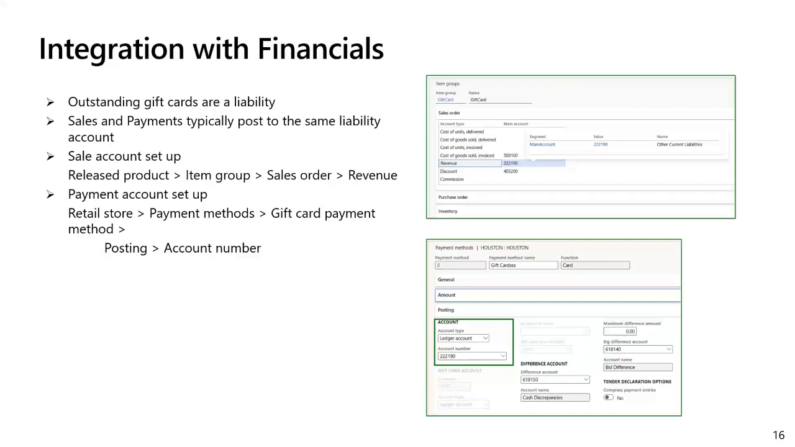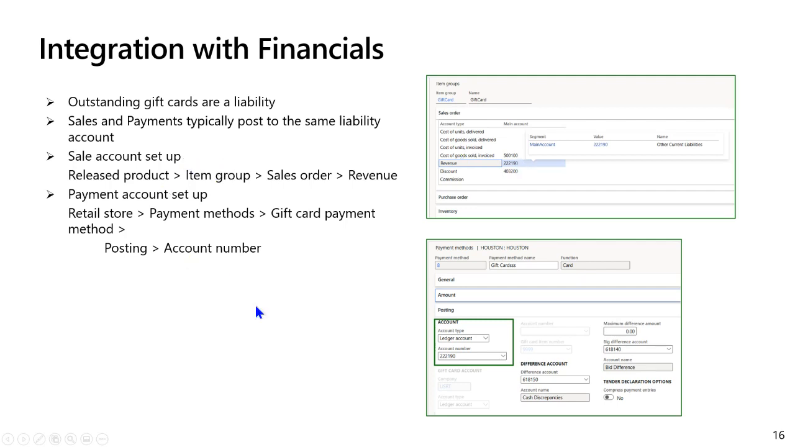Okay, so with all that set up, there's one bit more configuration or integration with the financials that we want to cover. Unlike the regular products that you sell through commerce, which would post to a revenue account in the financials, open gift card balances are actually a liability. So that's why we recommend setting up a special item group for this product. In the posting, you're going to have to set the revenue account for sales order to a liability account.